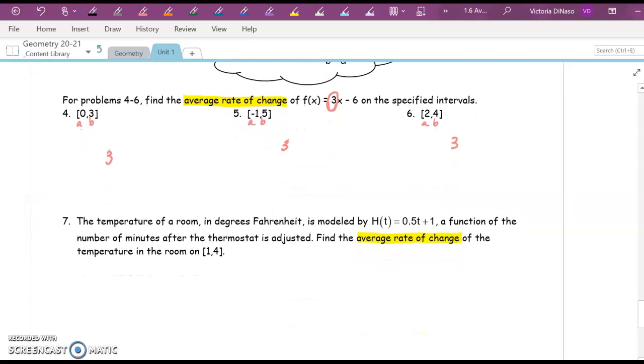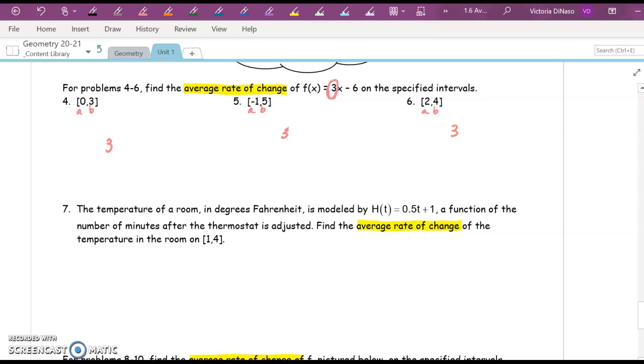from A to B. In number 7, and once again, we're given this equation, h of t equals 0.5t plus 1, and we have this interval from 1 to 4. So those are x values from A to B. Again, this is written in slope-intercept form, so my average rate of change, or my slope, is 0.5.